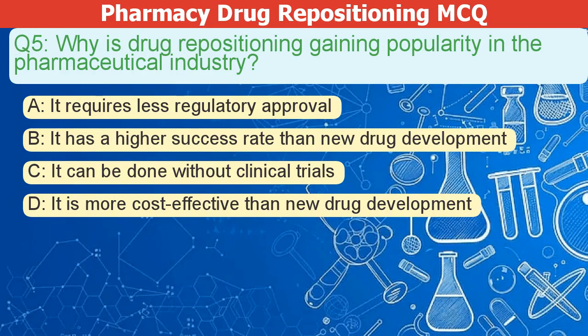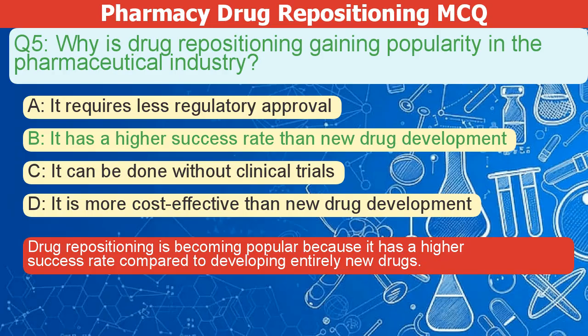Why is drug repositioning gaining popularity in the pharmaceutical industry? A. It requires less regulatory approval. B. It has a higher success rate than new drug development. C. It can be done without clinical trials. D. It is more cost-effective than new drug development. The correct answer is B. Drug repositioning is becoming popular because it has a higher success rate compared to developing entirely new drugs.